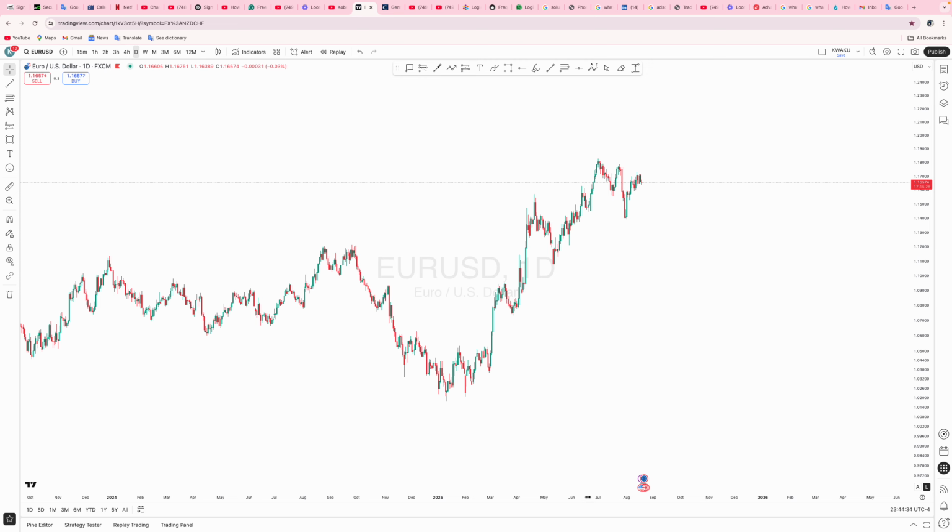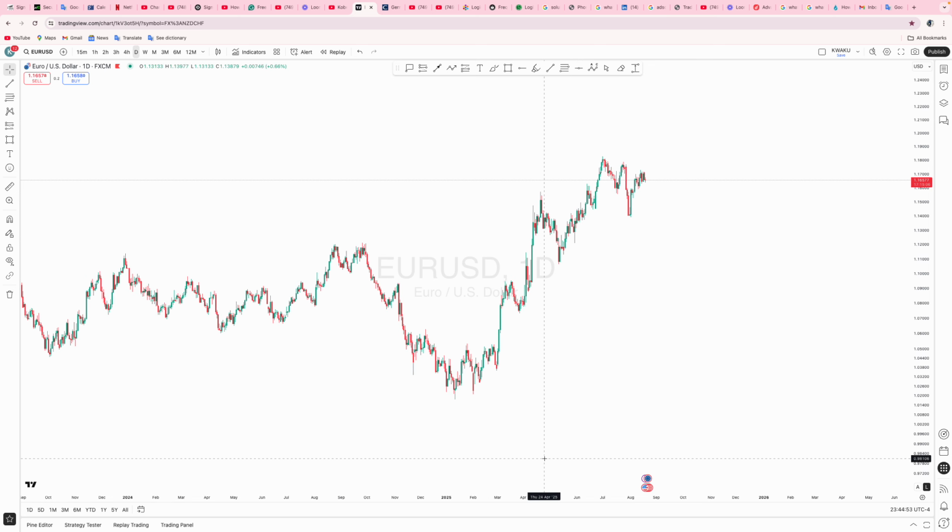So this week I'm watching three pairs: Euro USD, USD JPY, and then gold. Now my first setup is on Euro USD. The question is, how am I going to trade Euro USD this week? Let's try to find out. Now we are starting from the daily time frame.